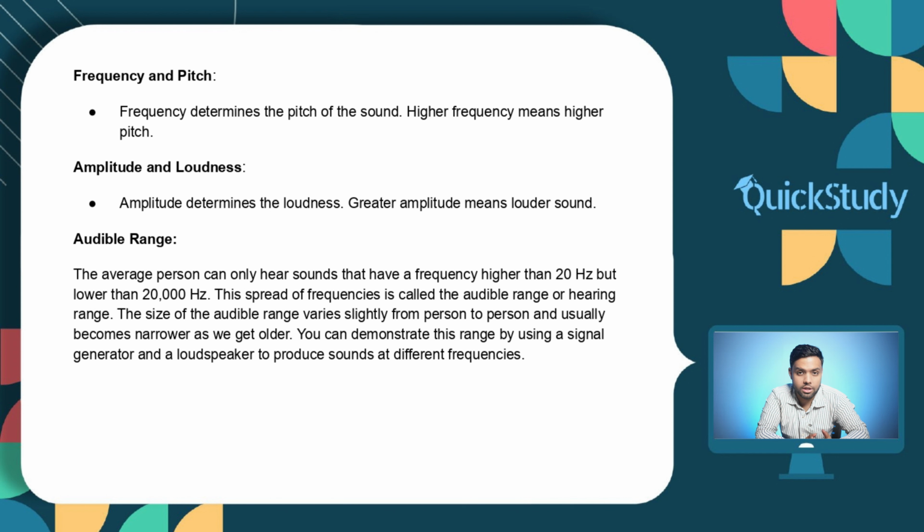The last feature of sound waves is the audible range. It is the range of how much humans can hear. The average person can only hear sounds that have a frequency higher than 20 Hz but lower than 20,000 Hz. This spread of frequency is called the audible range or hearing range. The size of the audible range varies slightly from person to person, but usually becomes narrower when we get older. We can see that we have to speak louder to older people at certain times. We can demonstrate this range by using a signal generator and a loudspeaker to produce sounds of different frequencies.